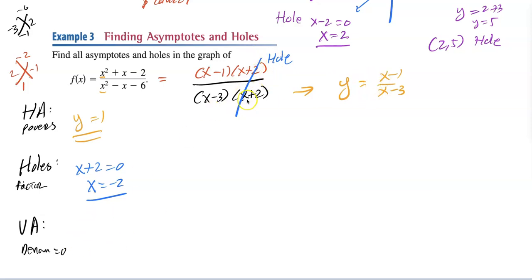Now our vertical asymptote, right? That x plus 2 cancelled out. It's not part of our vertical. Our vertical is the remaining function. So our vertical asymptote is, take the bottom, set equal to 0. So I get x equals 3 is my vertical asymptote.